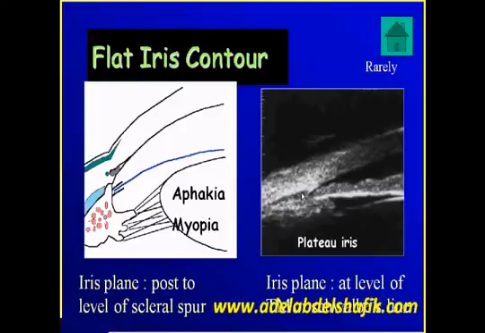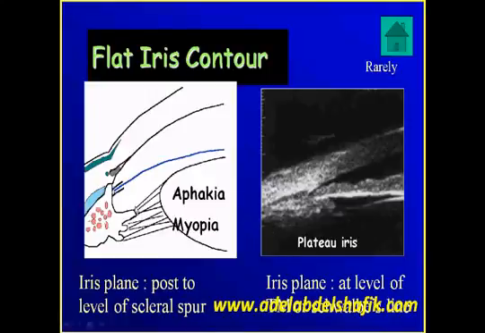Flat iris, you can see it in two cases. In cases of big-sized eye, myopia, or aphakia, when the lens is not there, and also the flat peripheral iris, you can see in cases of plateau iris. Plateau iris is a condition where the ciliary processes are thickened, enlarged, and pushing the peripheral part of the iris forward, and you get an occluded angle.